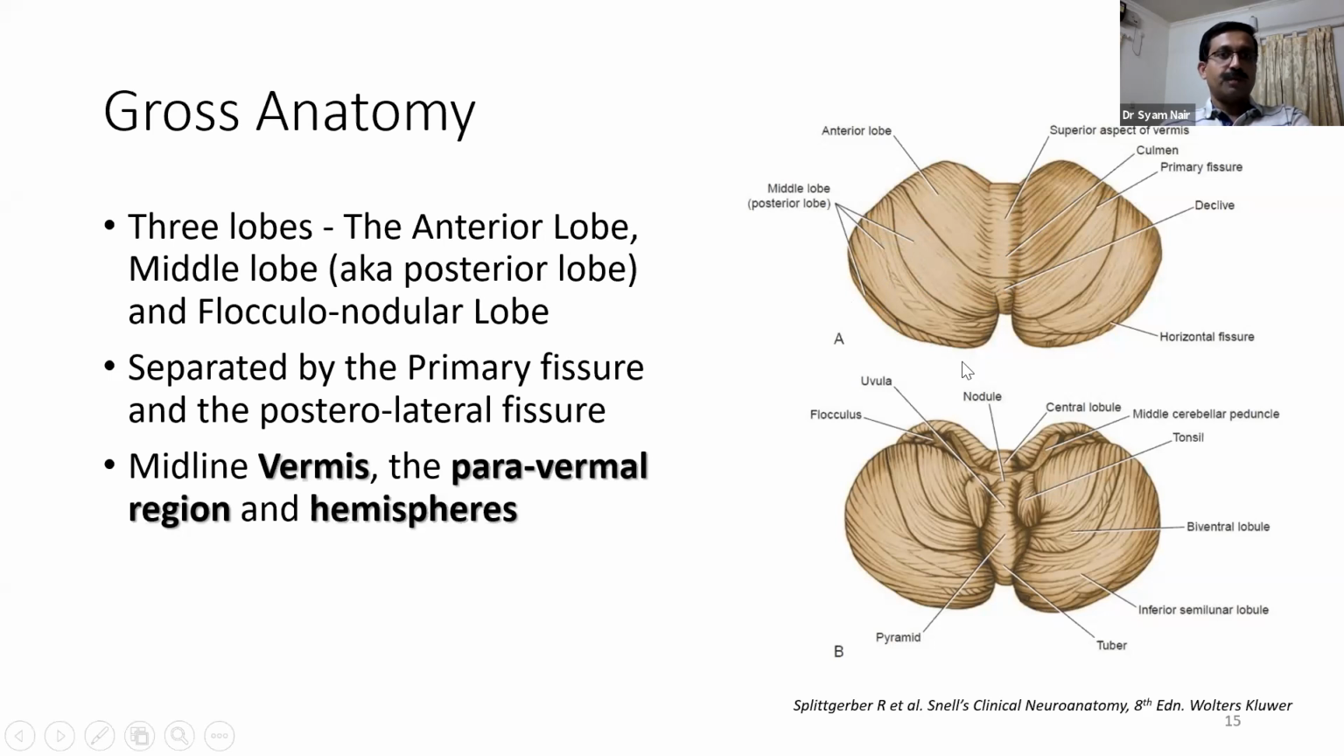And this is from the inferior view. The posterior lobe is separated from the flocculonodular lobe by the posterolateral fissure. And in the sagittal view, there is a midline vermis, then the paravermal region that is close to the vermis, and the cerebellar hemispheres. That is functionally significant. The vermis, paravermal region, and cerebellar hemispheres, as we will see later, perform different sorts of functions.